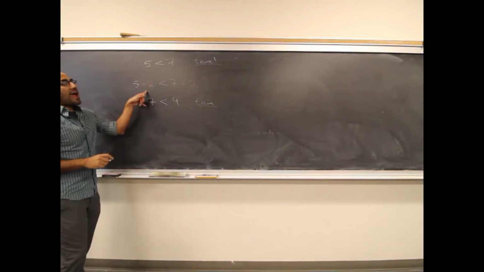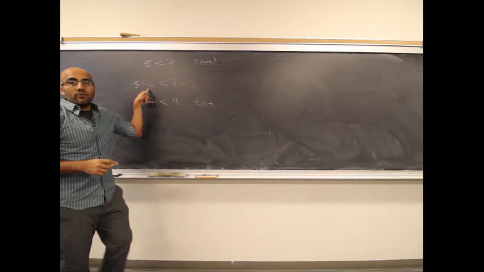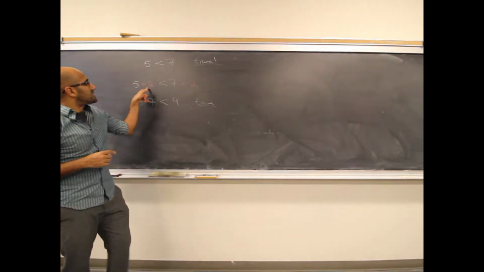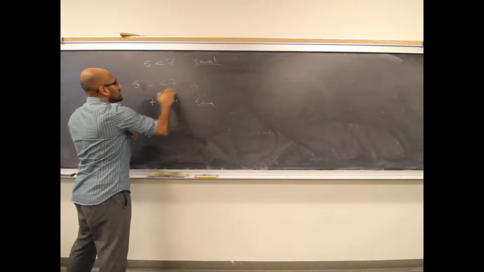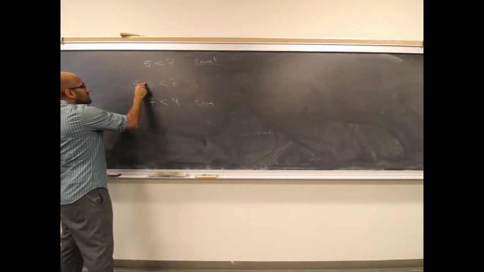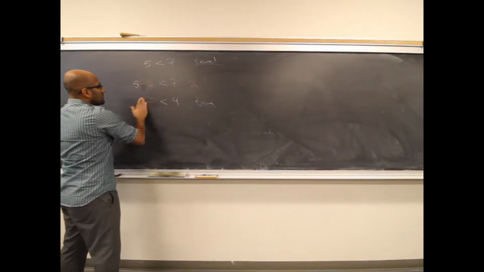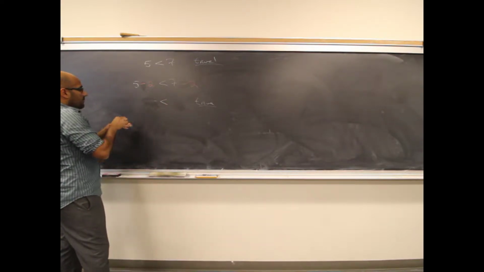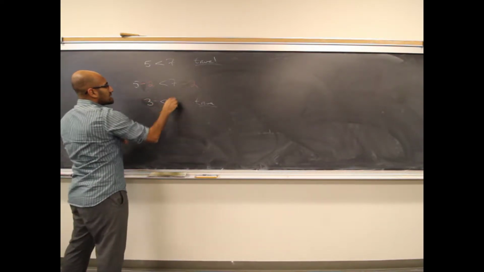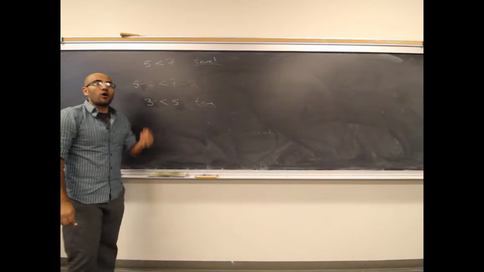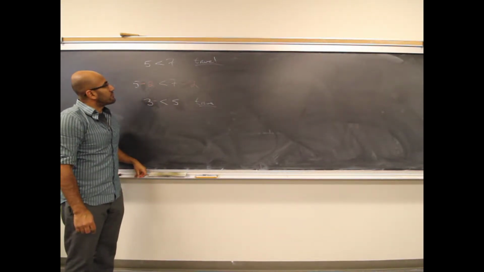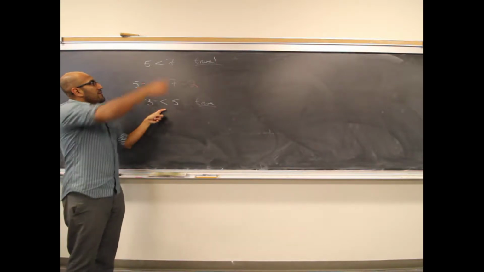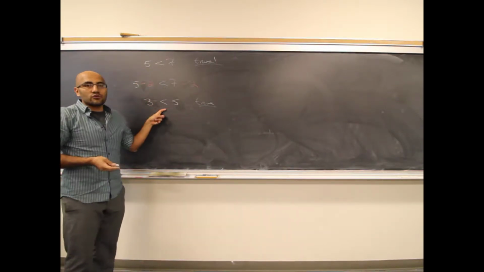Good. So we can add something to both sides, or we can also subtract something from both sides. Instead of adding 2, I could choose to subtract 2 from both sides. Minus 2, minus 2, and now in this case I would end up with 3 is less than 5. Also true, right? So you can choose to add or subtract anything you want from both sides of the inequality, and if you start with a true statement, you end with a true statement.